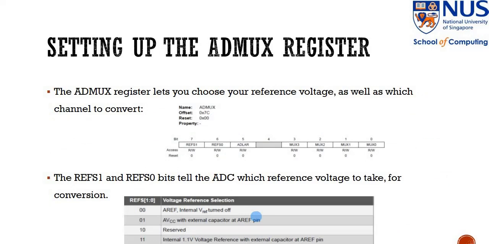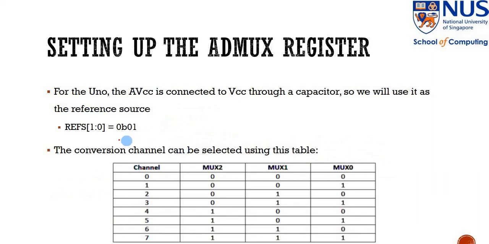Next is the mux register. The mux register basically does two things: firstly the reference, and then the mux. For the reference, we are going to use 01, which is AVCC with external capacitor. The reason is that the Uno board already has the hardware configured as such, so it's easier to use this option as the reference voltage for the A to D conversion.